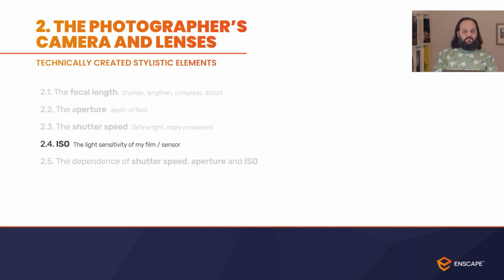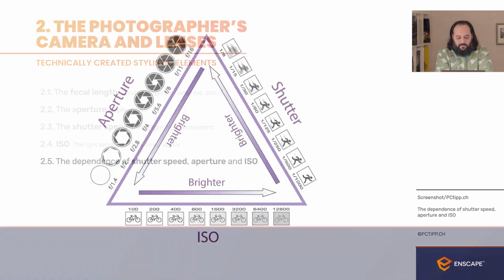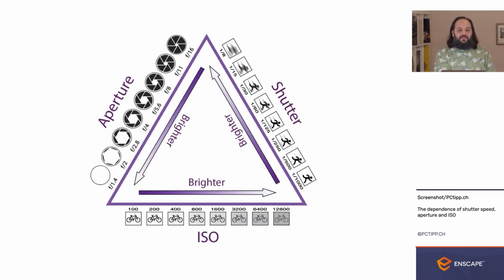But now that we have become acquainted with the new factor, which apparently also plays a role in the dependencies of light, we can talk about these factors once and for all. The dependence of shutter speed, aperture, and ISO by pctip.ch. Let's keep it simple here too, because practice makes perfect. The more light you allow yourself via the exposure time, the more you have to save via the size of the aperture opening in order to produce a balanced image.